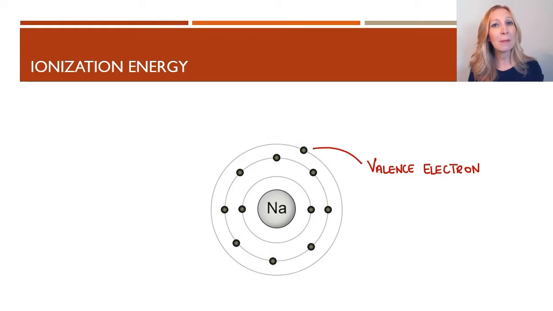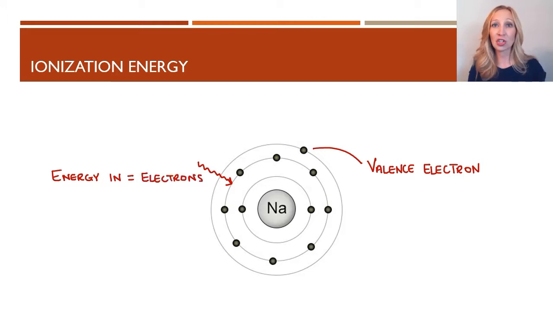Now you might remember that if we add energy to an atom, whether it be light or heat or some sort of radiation, what happens to the electrons? Well, you might remember that if you add energy to an atom, the electrons bounce out to outer shells.